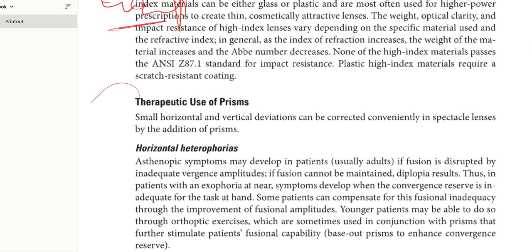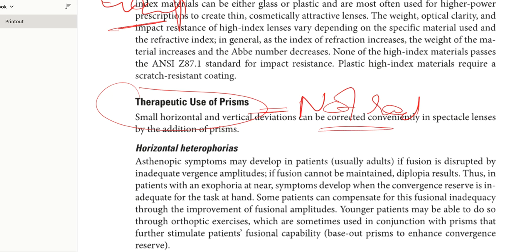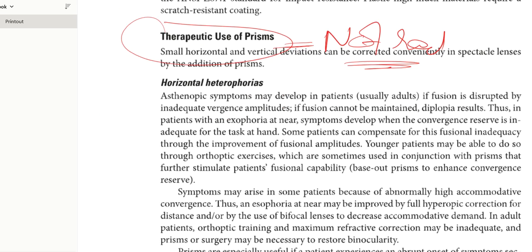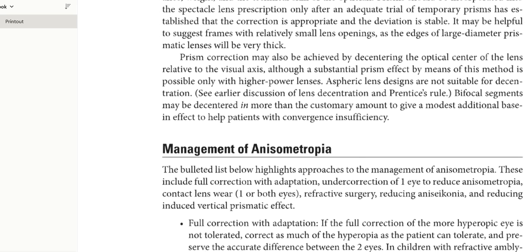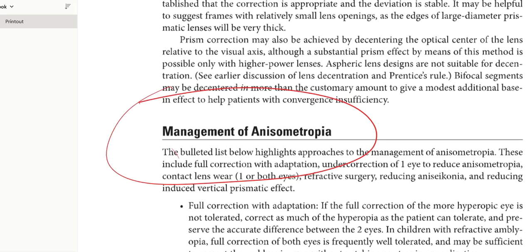Therapeutic use of the prism. Just give a read. Read about the Fresnel prism. Please read about the Fresnel prism. Management of anisometropia, very, very important.